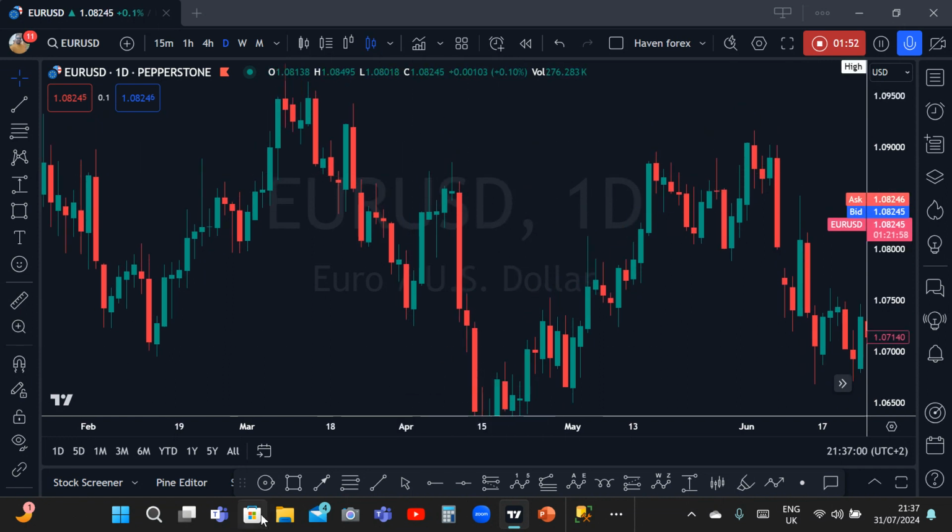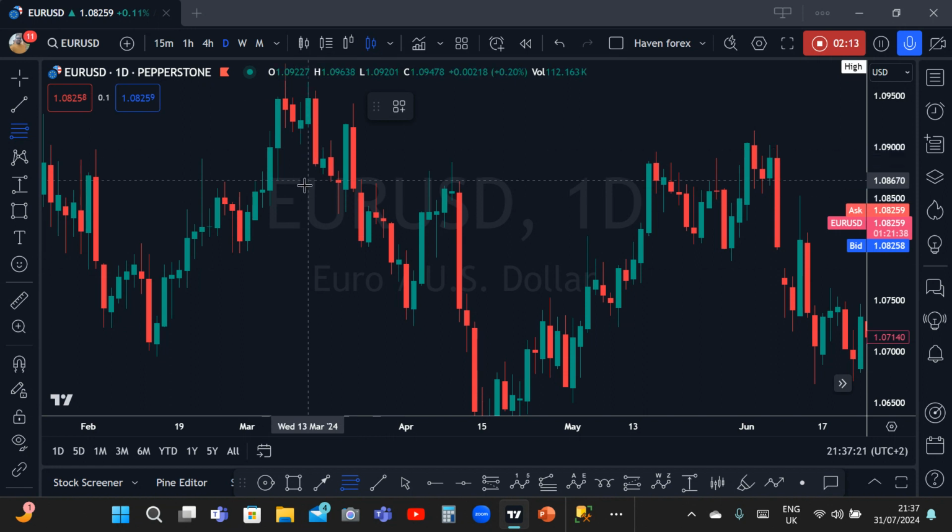So right now I'm going to pull up my Fibonacci tool. I already have it here in my favorite list of tools that I use. Okay, this is how it is.